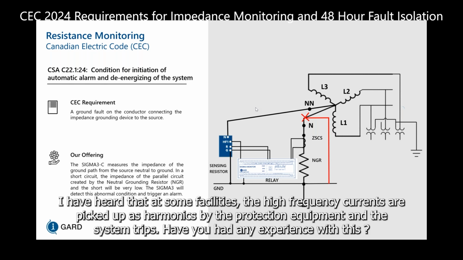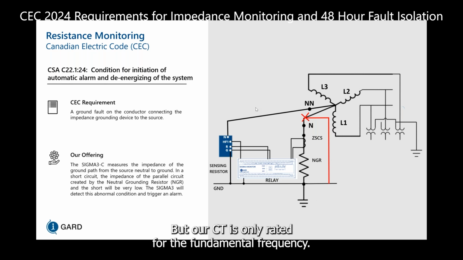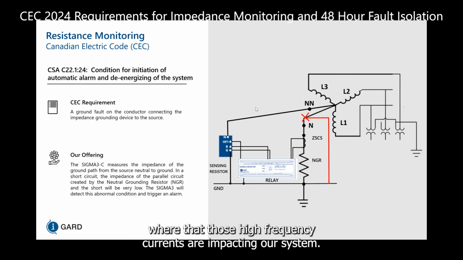I've heard that at some facilities, the high frequency currents are picked up as harmonics by the protection equipment and the system trips. Have you had any experience with this? Usually the harmonics are filtered out as it leads back to the neutral. The only harmonics that get through are the triplen harmonics, but our CT is only rated for the fundamental frequency, and that's all we're looking at. So we don't really have many situations where those high frequency currents are impacting our system.